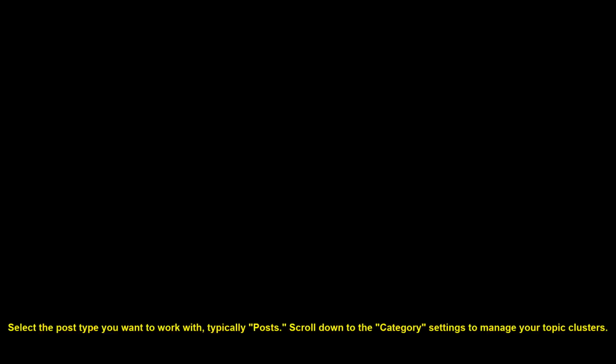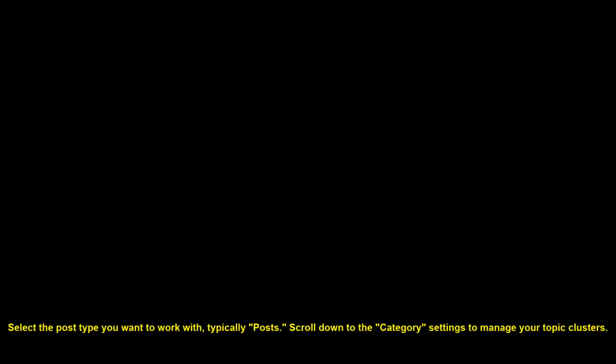Next, go to the Titles and Meta section under the Rank Math menu. Here, you'll find options to manage individual posts and pages. Click on Post Types to adjust settings specific to your blog articles. Select the post type you want to work with, typically posts.